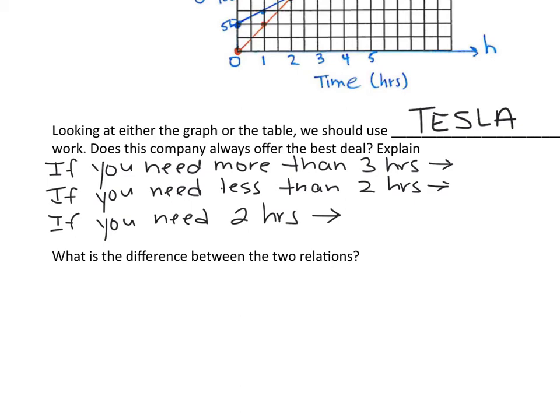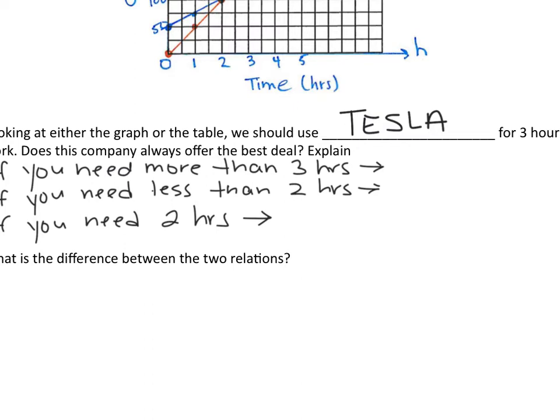If you need more than 3 hours of work done, the better choice of company would be Tesla. They tend to be cheaper if you go above and beyond 3 hours or more. But if you need less than 2 hours of work, well then AC/DC becomes the better choice. They are much cheaper than Tesla.